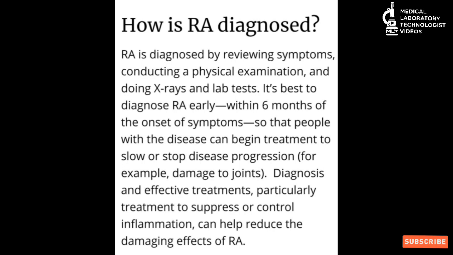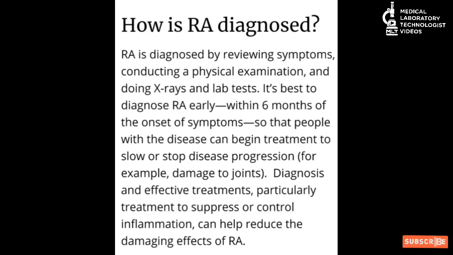In the last part, now we will see how RA is diagnosed. RA, or rheumatoid arthritis, how will we diagnose it? First of all, the doctor will review the signs and symptoms and conduct a physical examination. Then an x-ray will be done to check the swelling of joints, and there will be lab tests. As we know, one of the common tests to diagnose quickly is the RA factor.